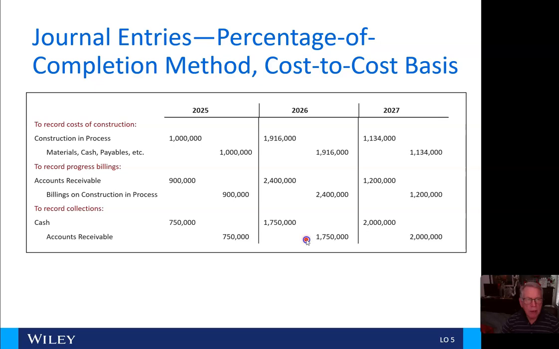and we'll record collections of $1,750,000. And then finally, in 2027, we'll record construction in progress of $1,134,000. We'll record progress billings of $1,200,000, and finally to record collections of $2 million. Okay.